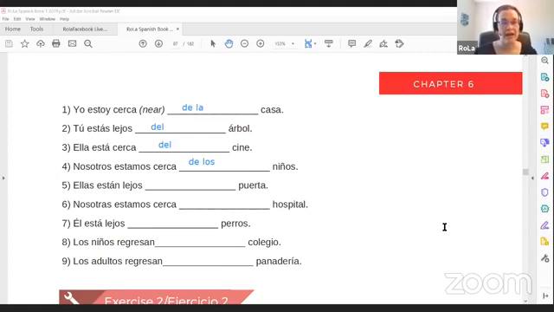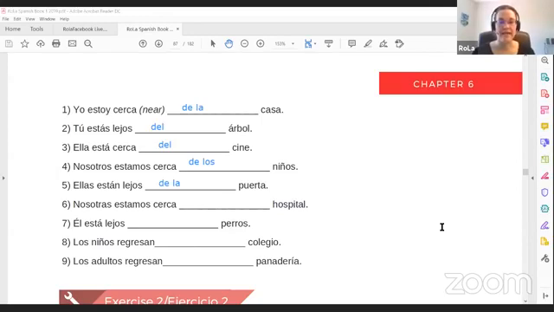Okay, número 5. Ellas están lejos, and then we have puerta. So again, feminine, masculine, we see puerta, so feminine. And then singular, plural, puerta, again, no S, so we know it's feminine and singular. So I say, ellas están lejos de la puerta. They are far from the door.